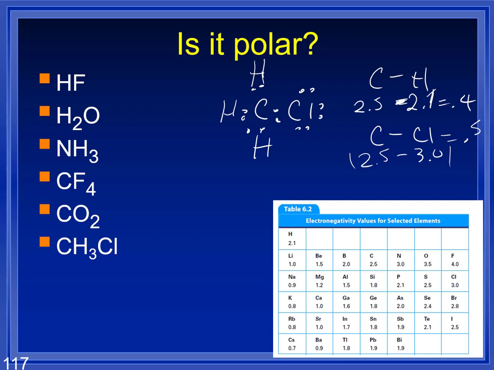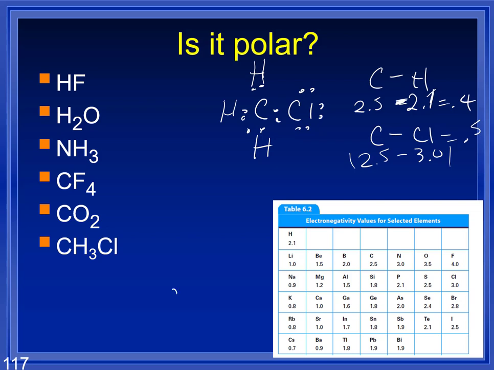So, is the CH bond polar? No, because it's 0.4. Is the CCl bond polar? So I have 1 polar bond and 3 nonpolar bonds. What shape is this? Well, it's 4 atoms around a center. There's only one possibility.